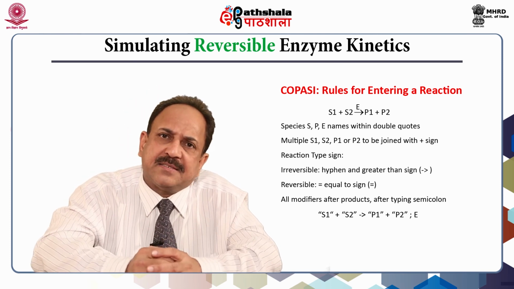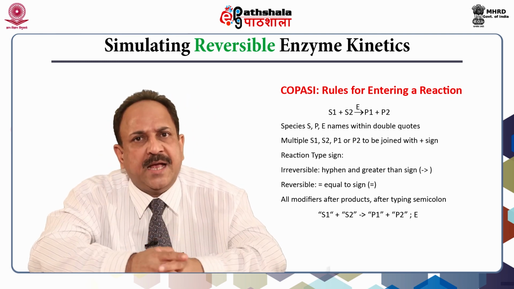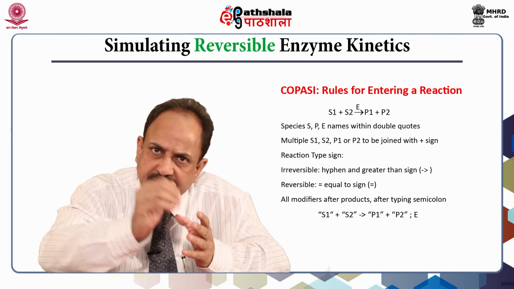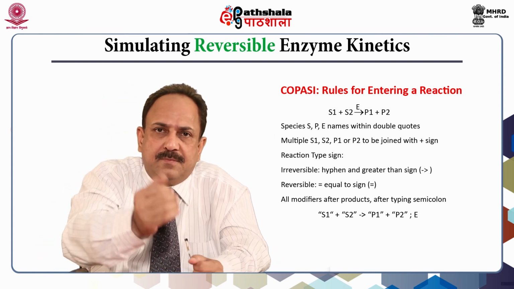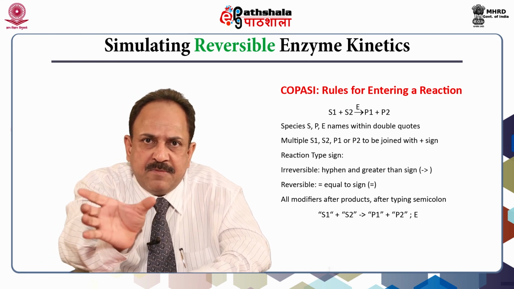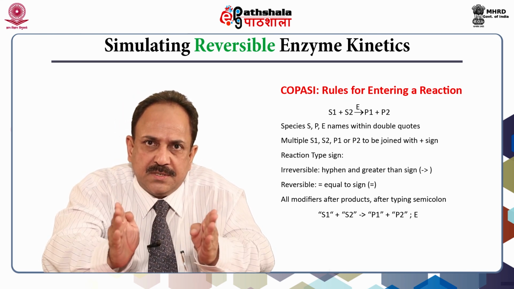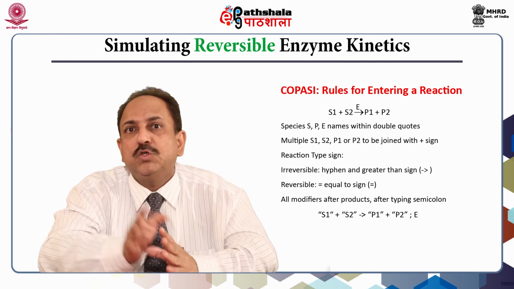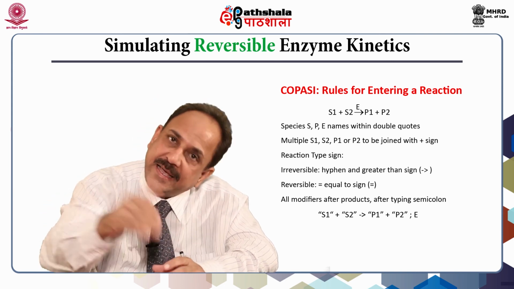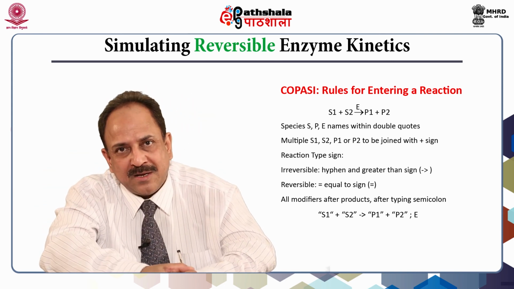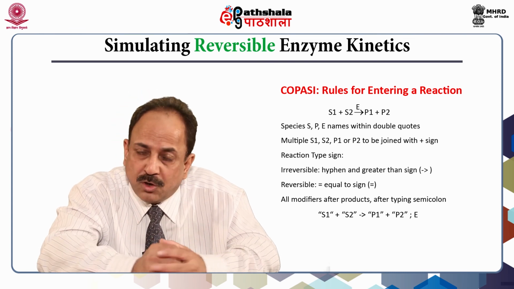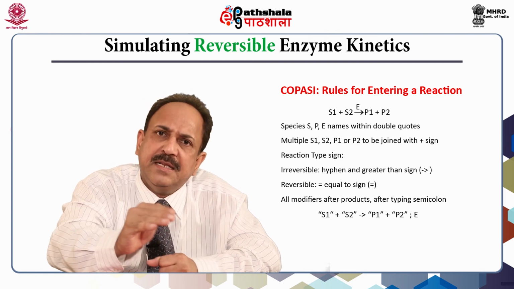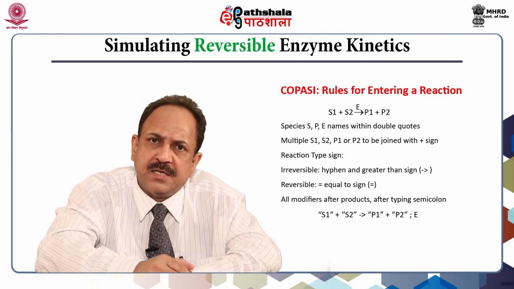So make it a practice or a general rule that you will always enter the name of the species enclosed within double quotes. Now, if there is more than one substrate, enter the name of the first substrate enclosed within double quotes, then enter a space character and type a plus sign to join the next substrate, the second substrate. Again, the name of the second substrate is to be enclosed within double quotes. You can continue entering more substrates if there are more than two also.